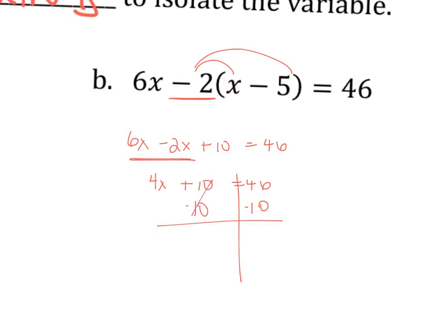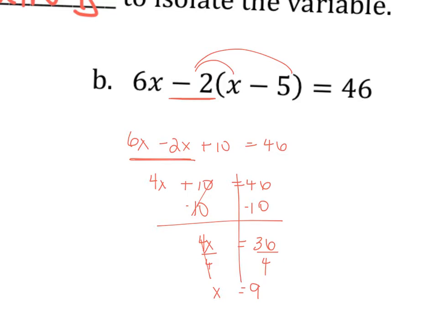That cancels on that left side, leaving us with just 4x. 46 minus 10 is 36. 4 times x. So to undo that 4, we have to divide both sides by 4. Which cancels on the left, leaving us with just x, or 1x, equals 9.